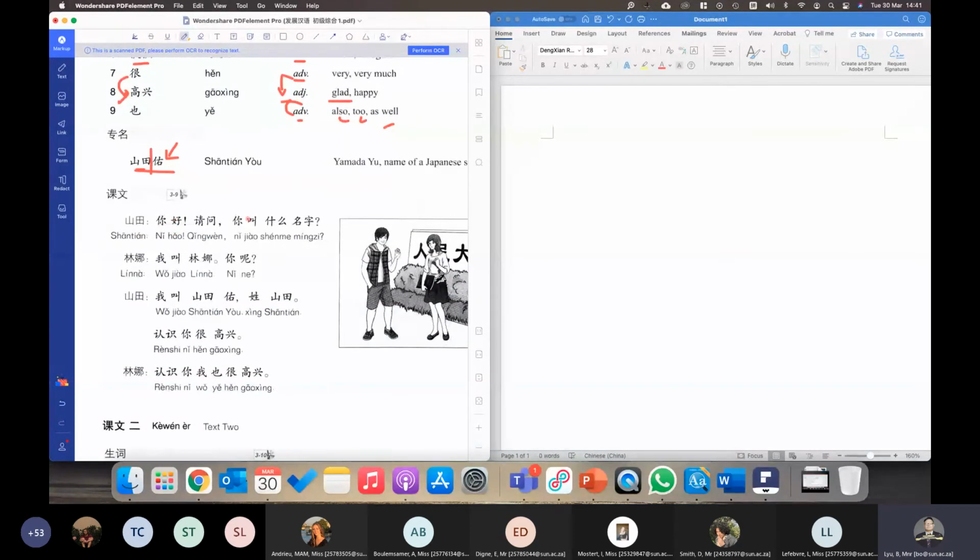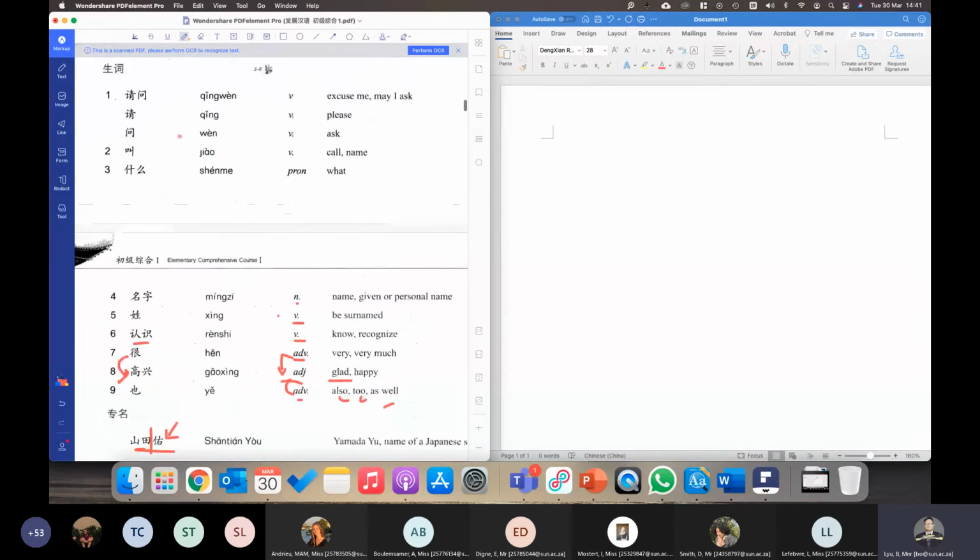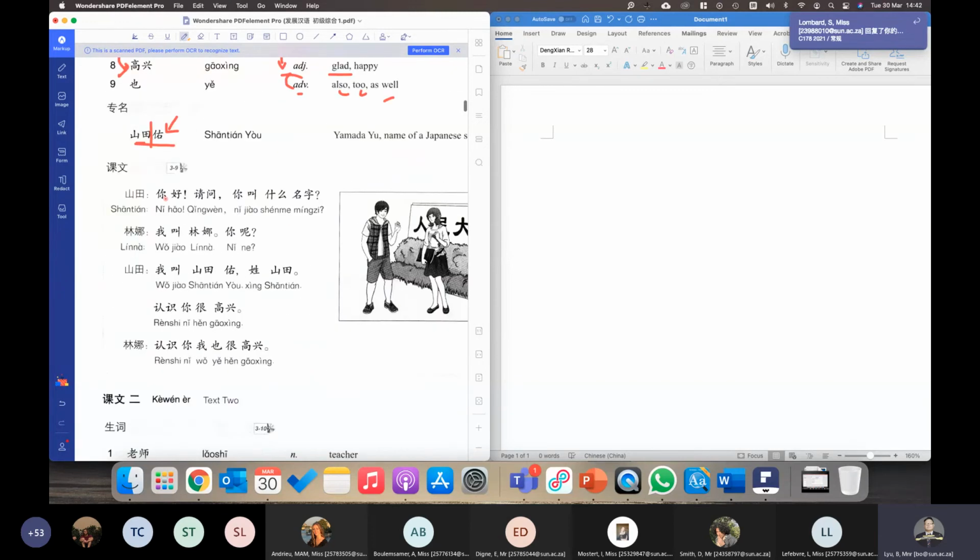Right. We'll look at the text, and it will make sense for those vocabularies to you. 你好, lesson 1. 你好, 你好. Say hello to each other. 请问, you're just trying to be polite. Please, may I ask? 你, you, the second singular pronoun. 叫, called. 什么名字? What name?